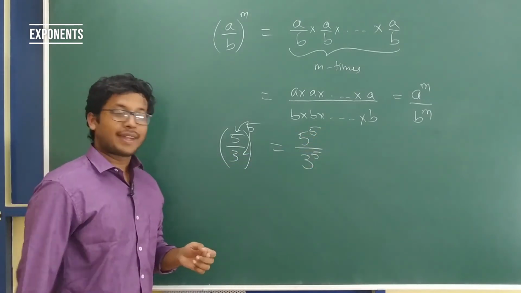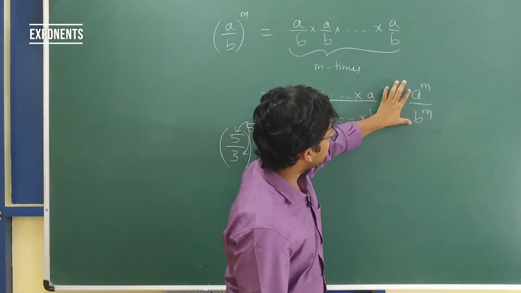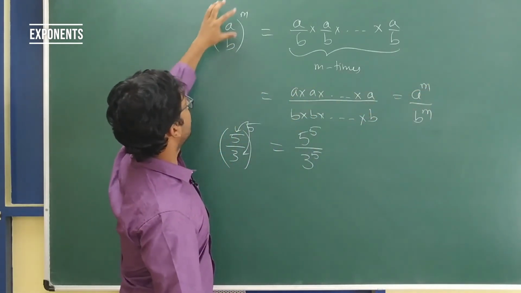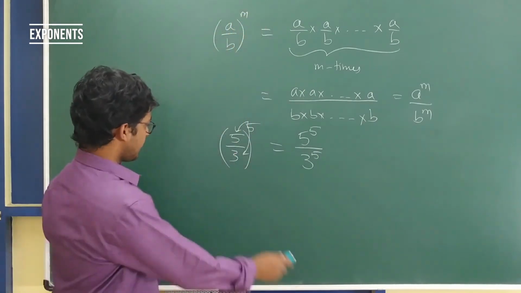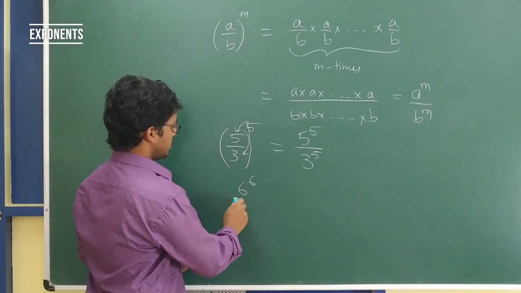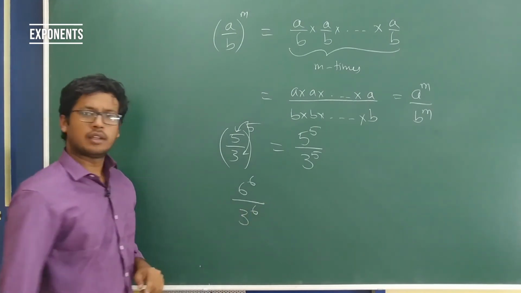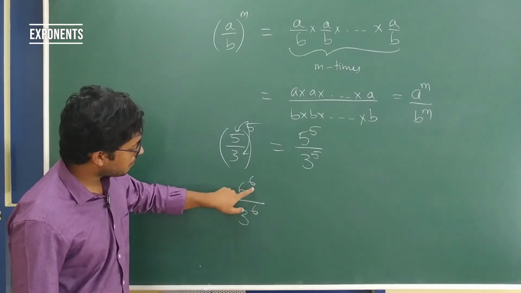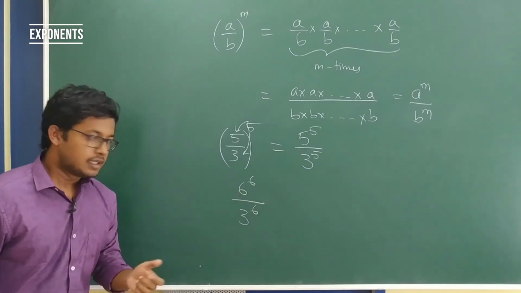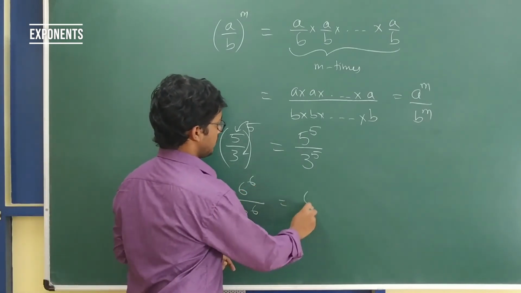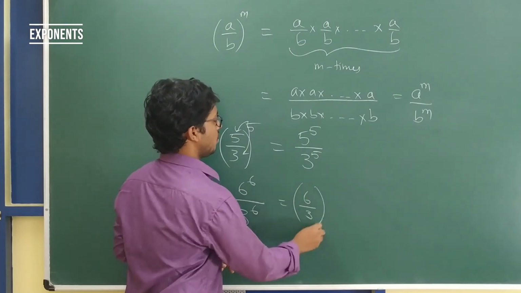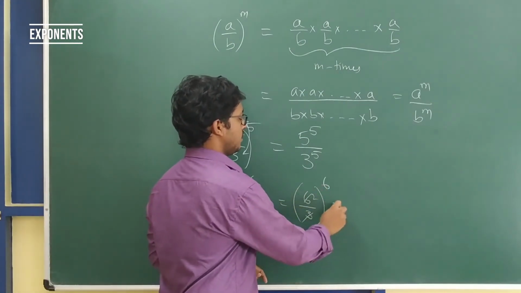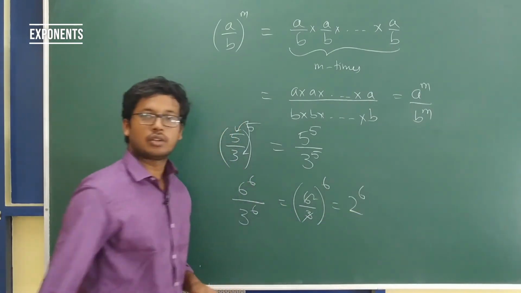Most of the time we apply the converse, which means if I have different bases and the same power, you can write it as a whole raised to the power. Let me take an example. For example, 6 raised to 6 divided by 3 raised to 6. Now see here, we have the same power and different bases. Since there is the same power, we can write this as 6 by 3 whole raised to 6. This 6 by 3 you can simplify as 2. So it will be 2 raised to 6.